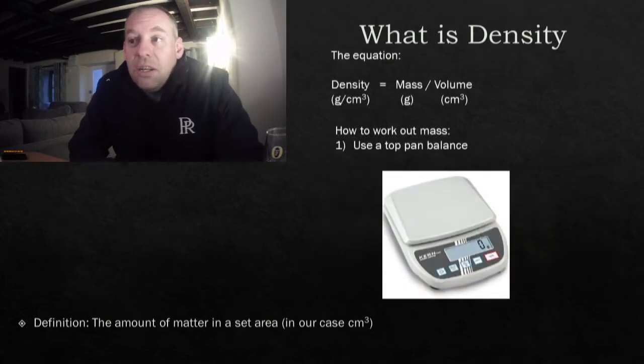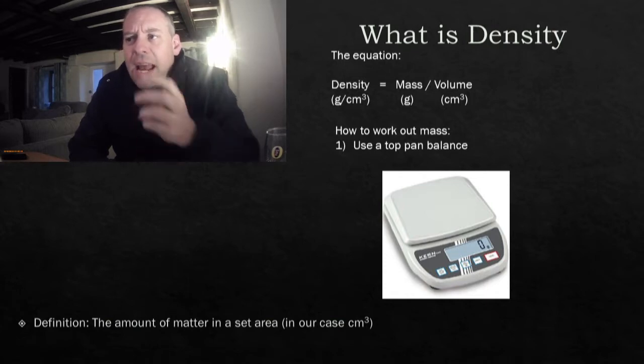There is an equation that goes with this. So my equation is density equals mass divided by volume. I put the units in: grams divided by centimetres cubed. Grams per centimetre cubed is my density. Then I've got grams for mass, and I've got centimetre cubed for volume. And again, it makes sense.